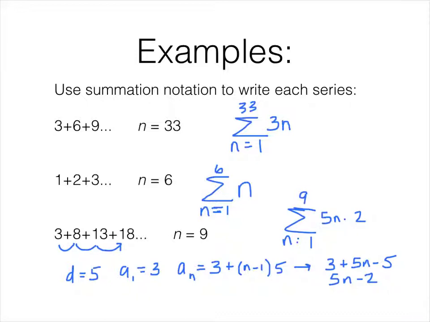Let's test it out for the other terms just to make sure it's working. 5 times 1 minus 2 would indeed be 3. 5 times 2 would be 10, minus 2 would be 8. 5 times 3 would be 15, minus 2, 13. 5 times 4 would be 20, minus 2, 18. Okay, we're good to go. So we used this formula to help us figure out our summation notation. Last problem, and we're done with this video.